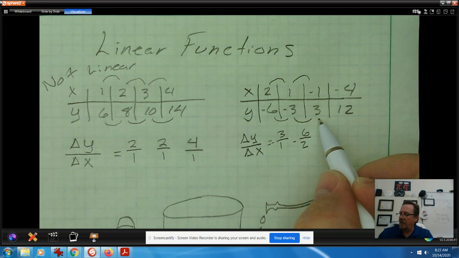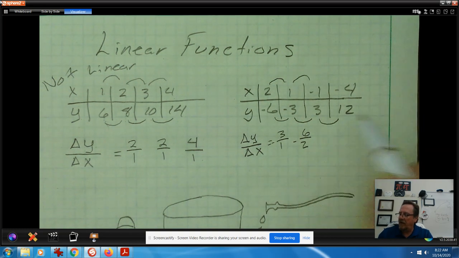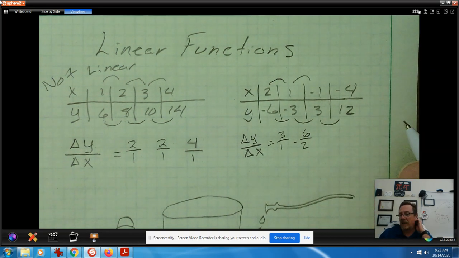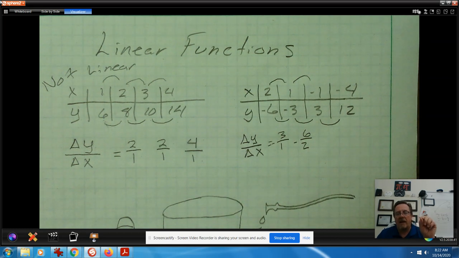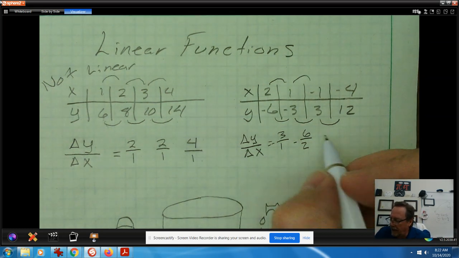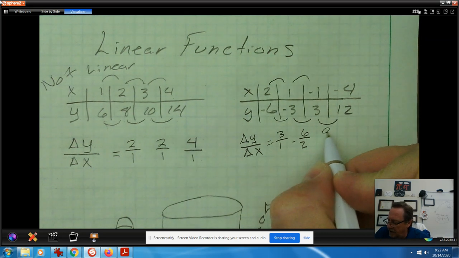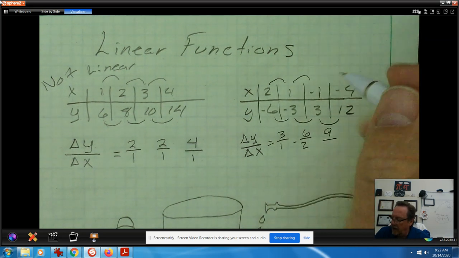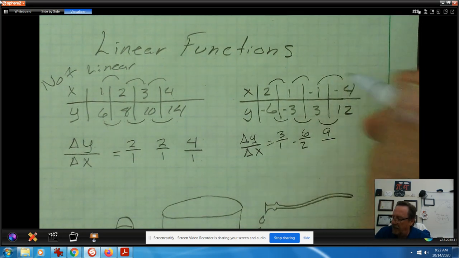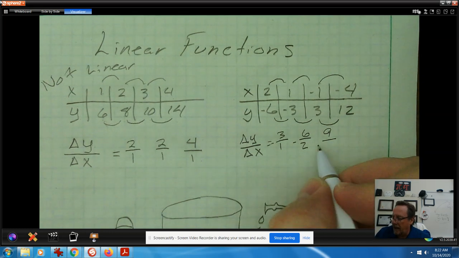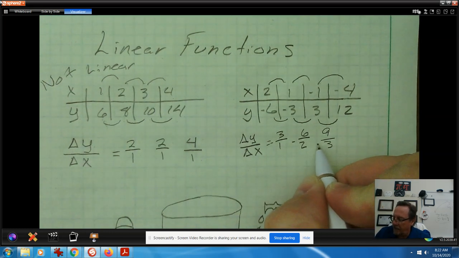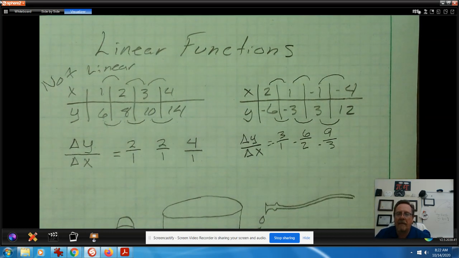Let's look at the last grouping. How do I get from 3 to 12? Again, I'm not looking to multiply here. I just want to know how far, or what do I add to it to get there? How far apart are they on the number line? To get from 3 to 12, I'd have to add 9. And then to get from negative 1 to negative 4, I'd have to subtract 3, or change of negative 3.